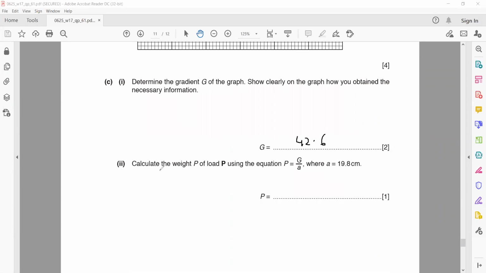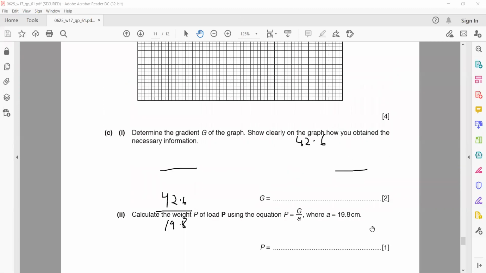And then calculate the weight P: gradient divided by A. So 42.6 divided by A, and the value of A they give is 19.8. So 19.8. What's the answer? Now one more thing: what will be the units of the gradient?